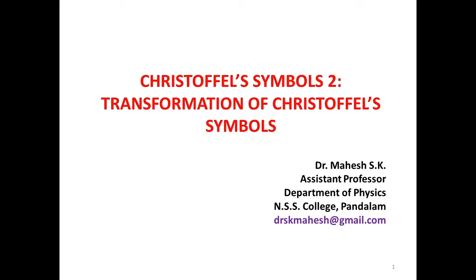We have defined the Christoffel symbol of the first kind and second kind, and now we are going to obtain the transformation of a Christoffel symbol of first and second kind. Let us consider two coordinate systems x^i and x bar alpha. One is the unbarred coordinate system and the other is a barred coordinate system.